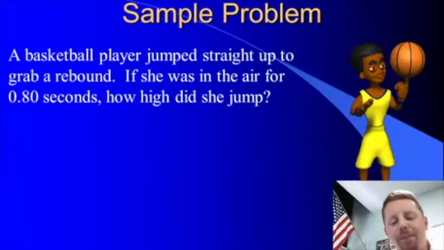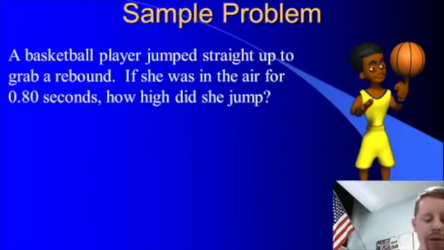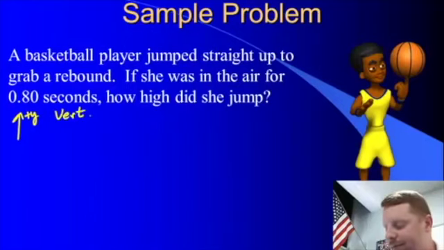How about if we look at a basketball player who jumps straight up for a rebound? If she's in the air for 0.8 seconds, how high did she jump? All right, now we've got something that's a little bit more involved. First off, the basketball player starts on the ground, jumps up. So we're going to call up our positive y direction as we make our vertical motion table.